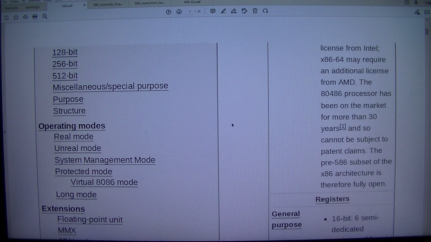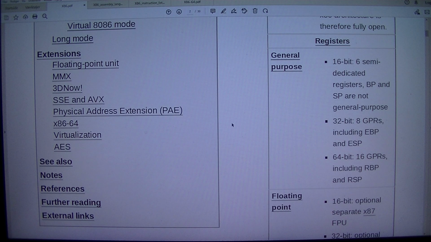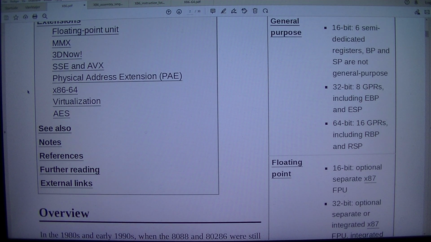Structure. Operating modes: real mode, unreal mode, system management mode, protected mode, virtual 8086 mode, long mode. Extensions: floating point unit, MMX, 3DNow!, SSE and AVX. Physical address extension, PAE. X86-64. Virtualization, AES. See also. Notes. References. Further reading. External links.